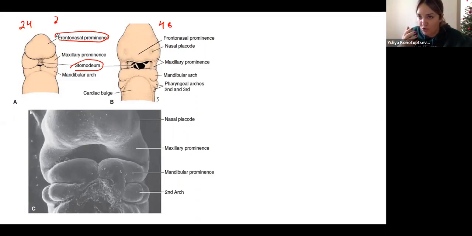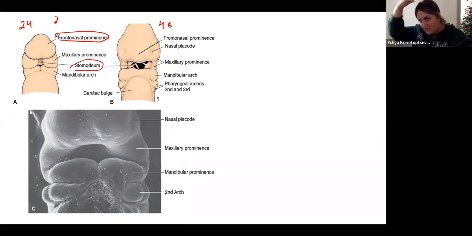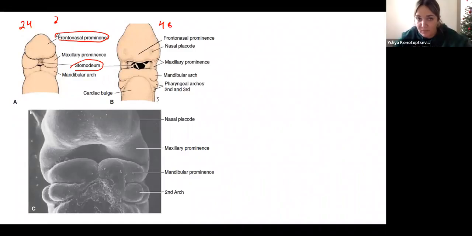And if I have to show it on myself, it starts from your eyes region, right? So from here, and it goes all the way to the back, okay? So all the way here. So imagine that there is a huge swelling right here, a huge prominence in this region, and this is known as the frontonasal prominence.